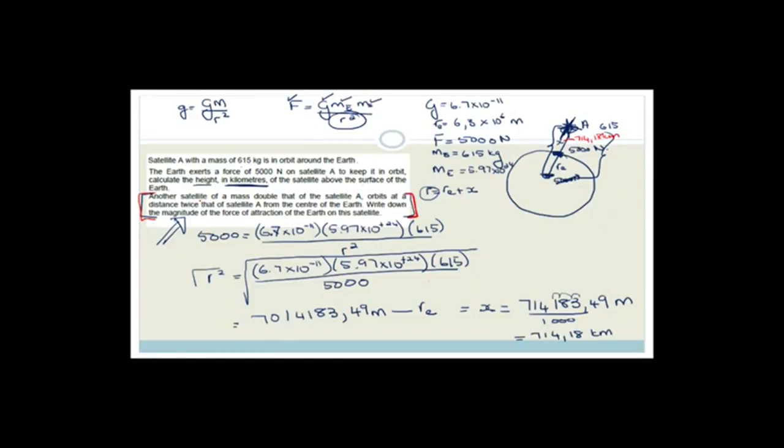This one says, another satellite of mass double that of satellite A orbits at a distance twice that of satellite A. So in other words, you've got some other random satellite, which we're going to call B, which is twice the mass of A, and it is double the distance. This is 2x. It says write down the magnitude of the force of attraction. So they really aren't expecting you to do this whole thing here. They're not expecting you to do that. So what we're going to do is use our ratios.